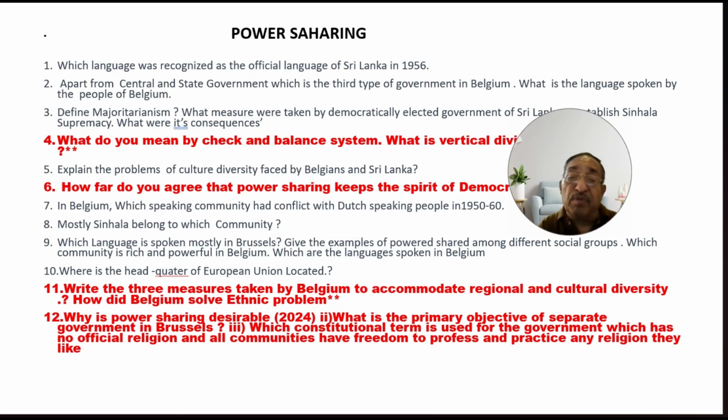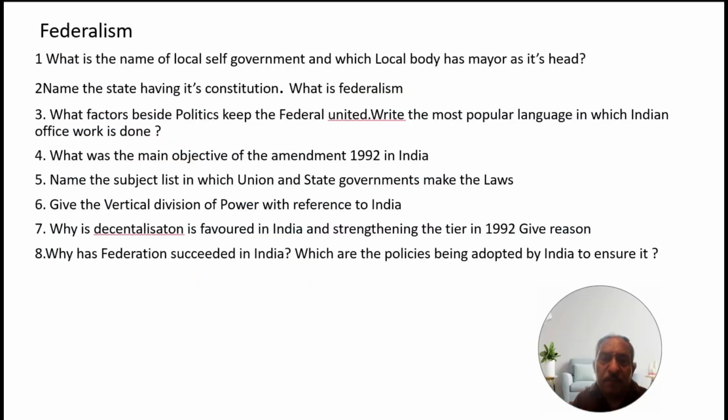This was also asked in 2024. What is the primary objective of a separate government in Brussels? Which constitutional term is used for a government which has no official religion and all communities have freedom to profess and practice any religion they like? Now let's talk about federalism. What is local self government and which local body has a mayor as its head? Name the state having its own constitution.